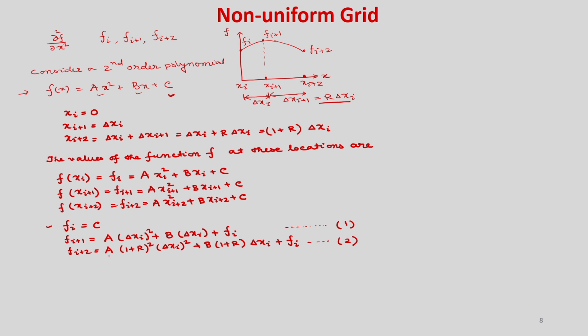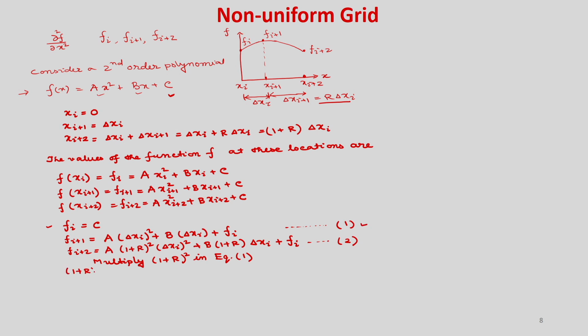Now we need to find the values of a and b. Okay. A and b we need to find. So, what will we do? We will multiply (1 plus r) whole square in equation 1. Okay. So, multiply (1 plus r) whole square in equation 1.